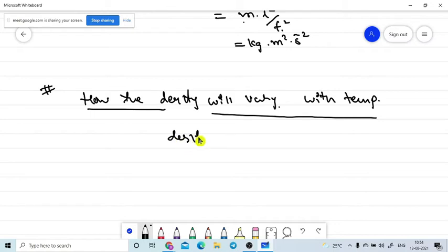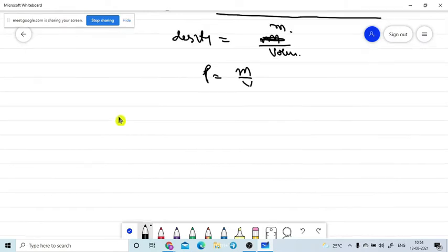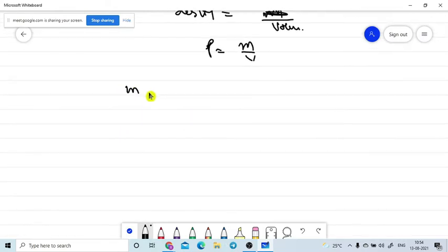Density, what is the formula? Density is mass by volume. So rho is equal to mass by volume. One thing you need to take care about: mass is always constant. That is very important. If you bring 1 kilogram of mass from earth to moon, mass will not change, only weight will change.